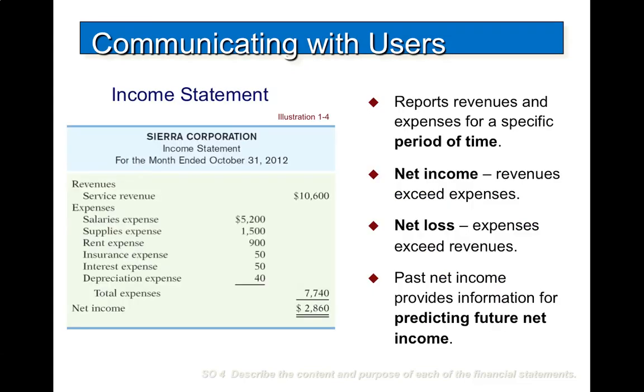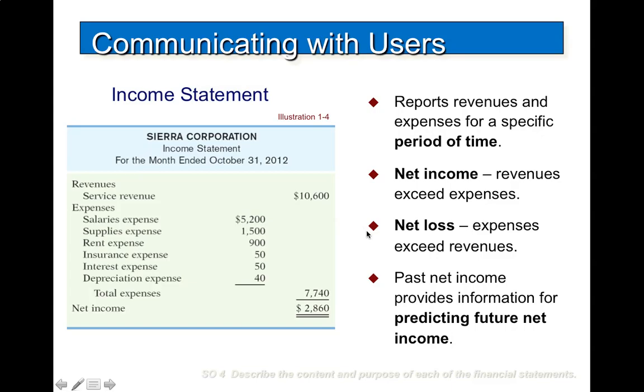The first statement that we're going to talk about is the income statement. The income statement reports the success or failure of the company's operations for a period of time. As you notice, in the 3-line title, every statement has a 3-line title, it will say for the month ended October 31. You will figure out the net income by subtracting your expenses from your revenue. That is the net income.